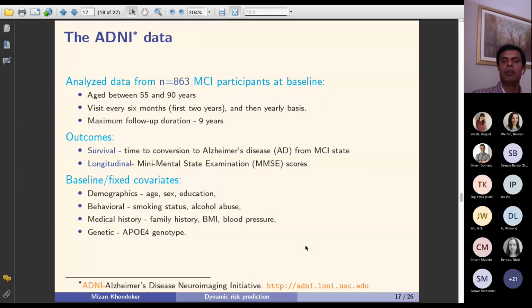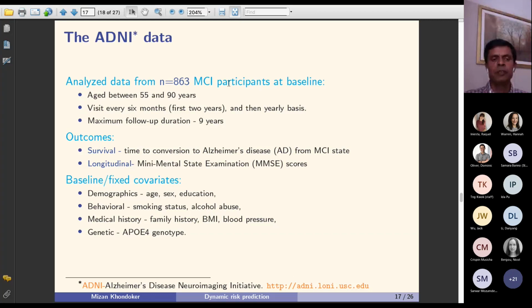And the data that I'm using for bootstrap simulation: most of you may be familiar with the ADNI dataset, the Alzheimer's Disease Neuroimaging Initiative study. This study was designed to identify early biomarkers for Alzheimer's disease. The whole sample is larger than 863, but I have considered only 863 participants who were diagnosed with mild cognitive impairment at baseline, because I want to measure the time to Alzheimer's disease based on the MCI state. So the MCI state is the baseline for this data.